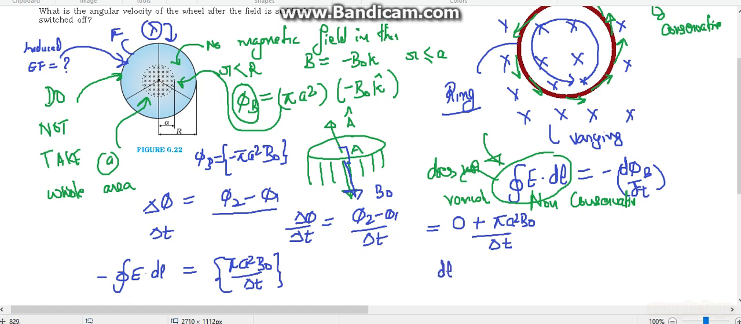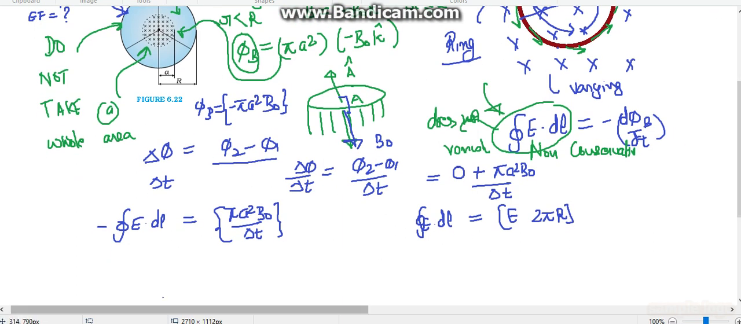Now what is the value of E dot dl? E will be constant because it is at the same radius, and the length is 2 pi R. So minus E 2 pi R is equal to pi a square B0 upon delta t. This is one relationship. Now what will be the force?